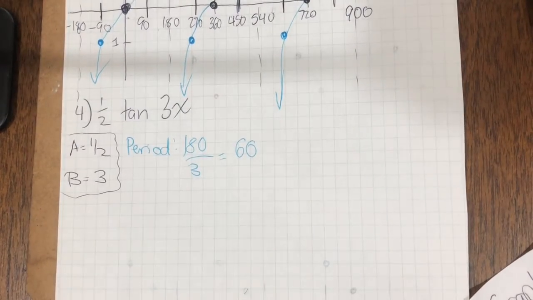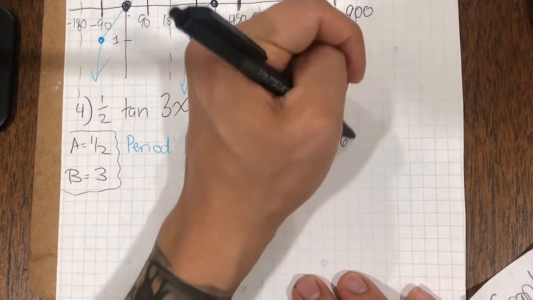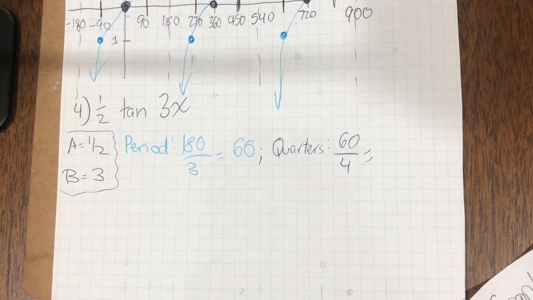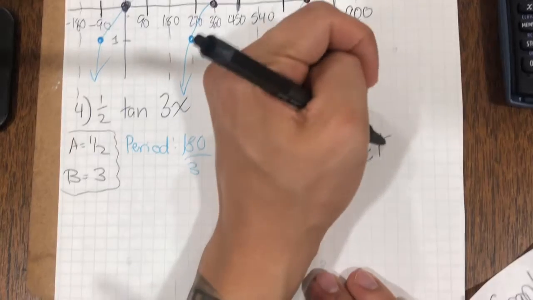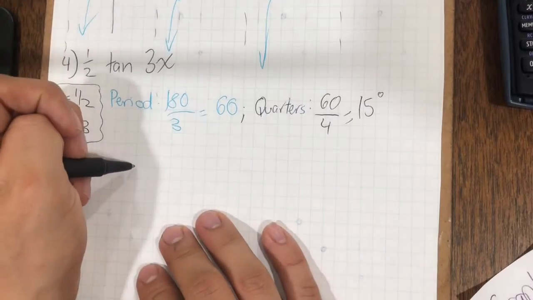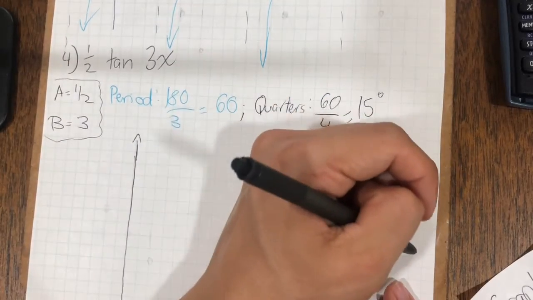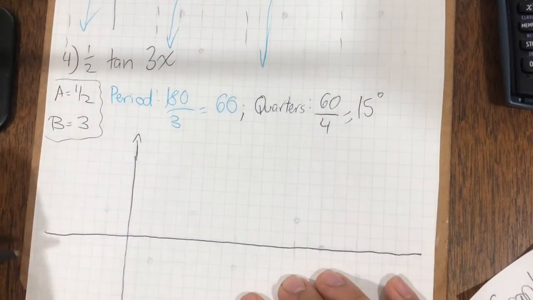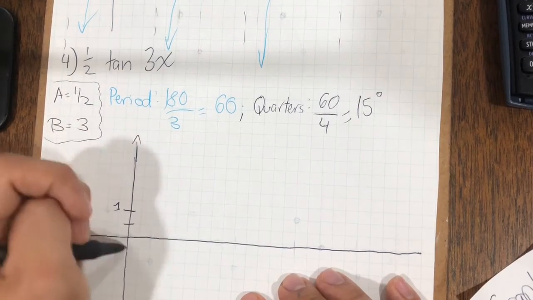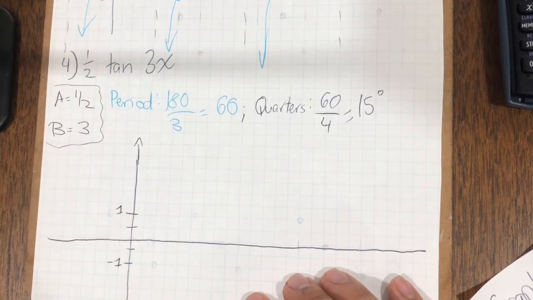All right, and then to figure out the quarters, I take 60 divided by 4, and I should get 15. Let me double check. 15, perfect. So to get from one x value to the next, we go by 15. The numbers are definitely going to be much smaller, along with the y values. So we have 0.5, 1, negative 0.5, negative 1. The y values are definitely going to shrink by a half.